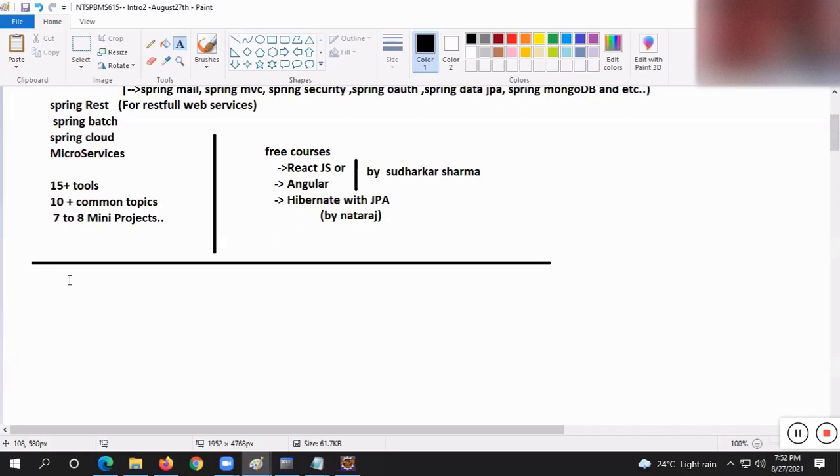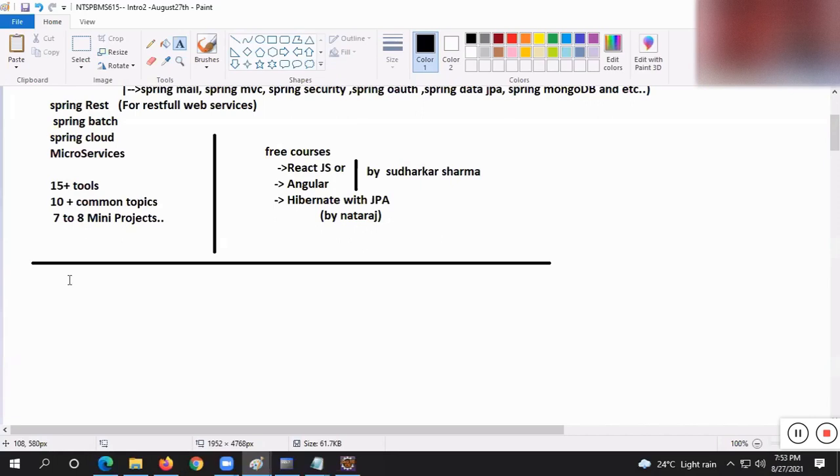Number 2, when the next advanced Java batch starts, urgently try to join. Because before I start the Spring MVC module, you must have knowledge of servlets. If servlet JSP is there, it's good and nice.